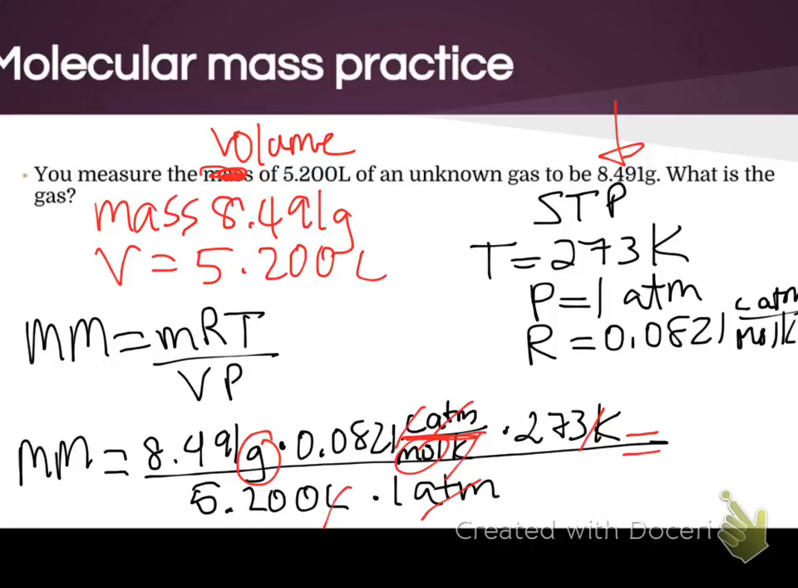I'm going to put 8.491 in the calculator times 0.0821 times 273. Divide all of that by 5.2. And so we have a lot of significant figures in our data. We have like 4 here and 4 here. So we're going to put 4 in our answer. So the molar mass is 36.598 on my calculator. That would be 5 figures. So I'm going to say 36.60. And the unit is grams per mole, which is molar mass. So that works out.